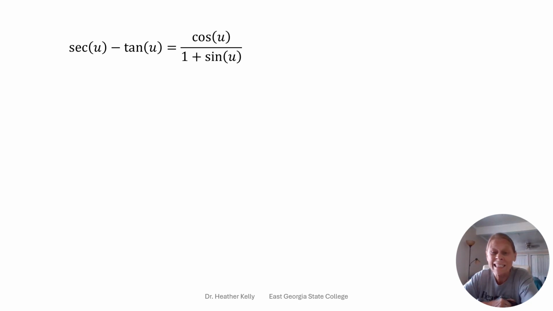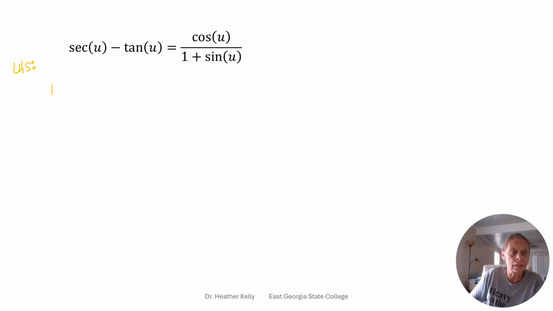Ooh, eek. All right. Well, looks like we're going to have to do something with those secants and those tans, because there is no way for us to break down cosine u over 1 plus sine u. There's no way to break it down any further than that. It is as broken down and as simplified as possible. So let's go ahead and jump on our left-hand side situation here.